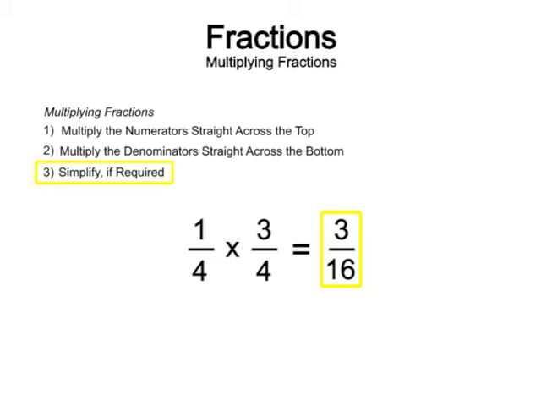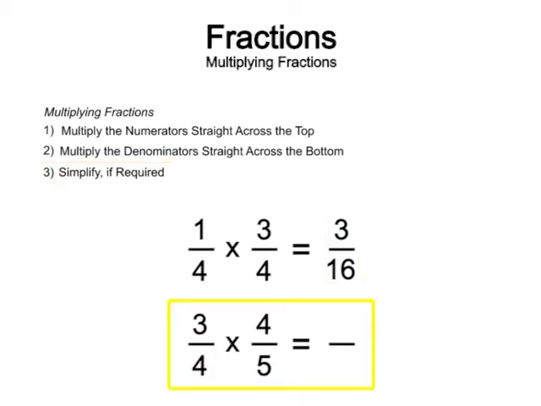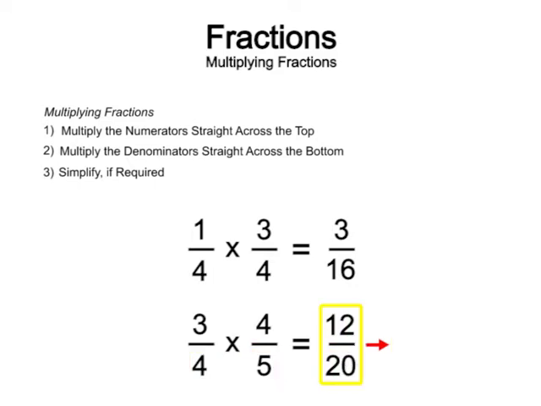Let's try another. Multiply 3/4 by 4/5. First, multiply the numerators. Next, multiply the denominators. Finally, simplify.